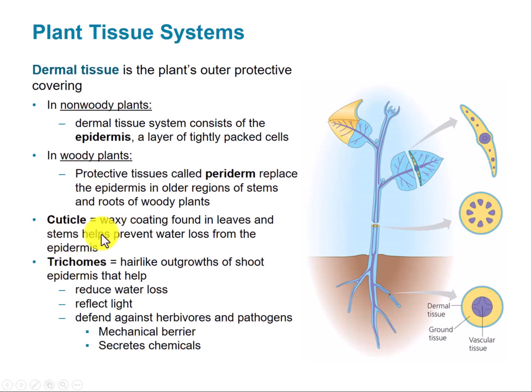On leaves, the epidermis has the cuticle, that waxy coating that prevents water loss and makes the plant more durable. And one of these protective features that we talked about earlier, trichomes. These are hair-like outgrowths of the shoot. They help with reduction of water loss, reflect light, and defend against herbivores and pathogens. So they are a mechanical barrier. Plus, they secrete distasteful or harmful chemicals that will keep herbivores and insects from eating the plants.